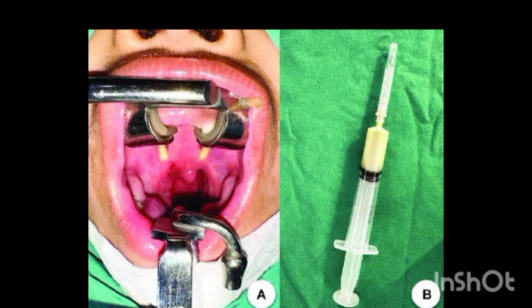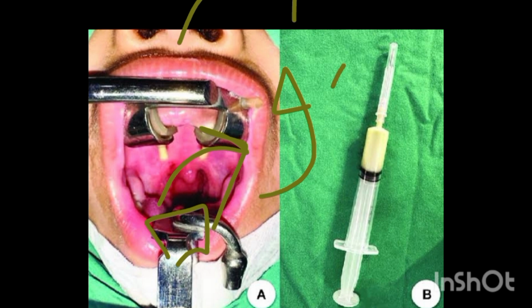The patient is lying in the supine position with the head down, and the mouth gag is placed, and we approach the retropharyngeal space behind the pharynx by the intraoral route, and we drain the abscess.